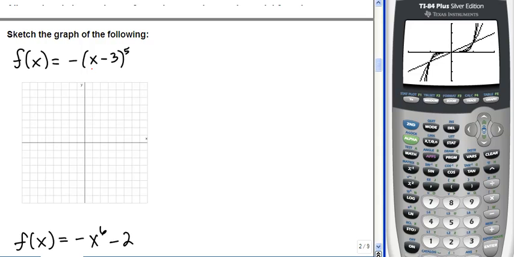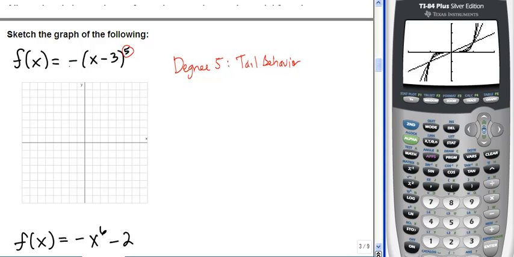So let's take a look at this first function. It's minus parentheses x minus 3 raised to the 5th power. So we know that this is an odd degree up here, a 5th power. So what we want to be able to tell right off the bat here is, since it's degree 5, that means we know that its tail behavior is going to be either down up or up down, and which one it is depends on the leading coefficient, whether it's positive or negative.